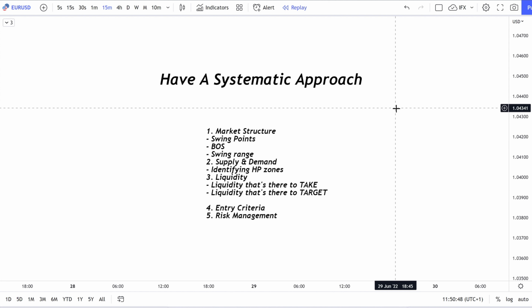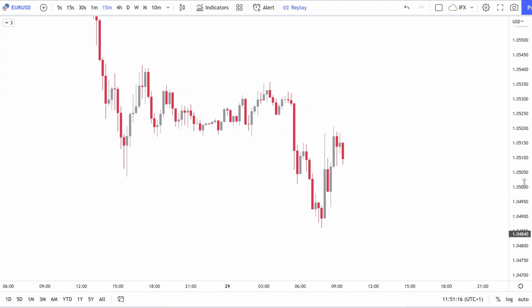So let's now jump onto the charts and look at a quick little example before I leave you guys to do your own testing. I've just picked out this bit of the chart simply for example purposes. The first thing that I'm doing is identifying my swing points.